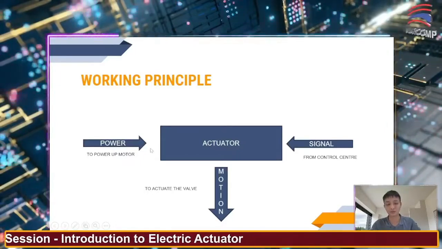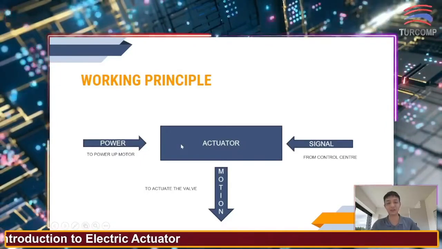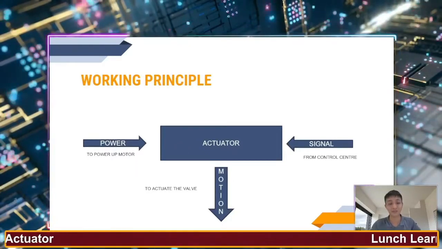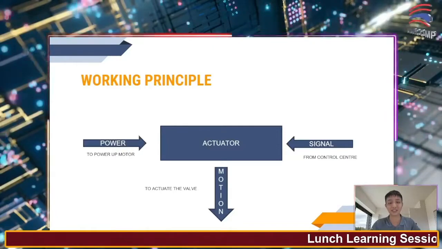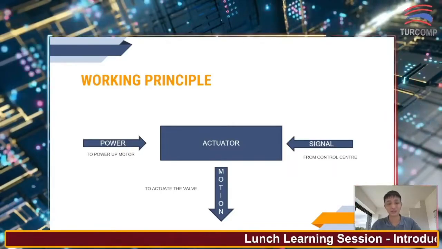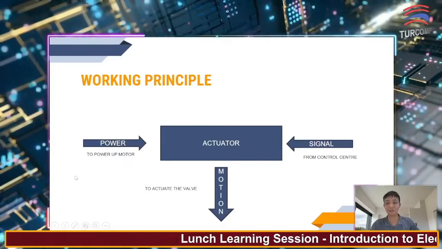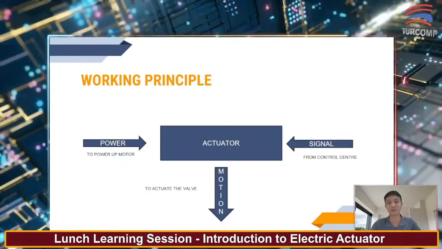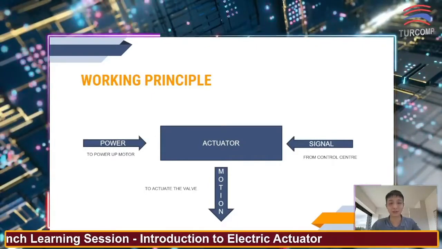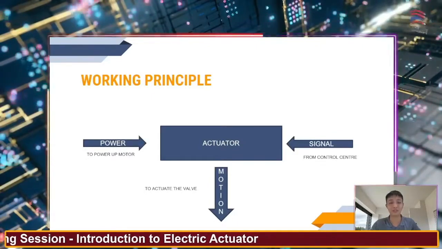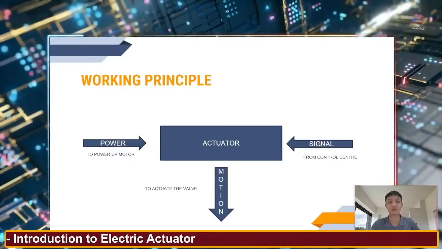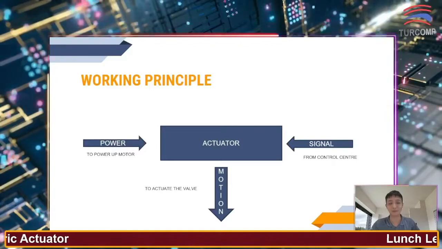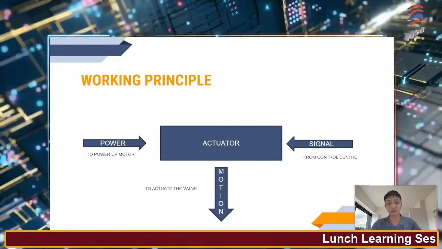So the motor will, of course, have different kinds of ratings. Some of them are single phase, and some of them are 3-phase. Some of them can even have a DC motor. So the motor has to be predefined and customized based on the client requirement. So before we select the actuator, we need to know what type of supply goes to the motor.